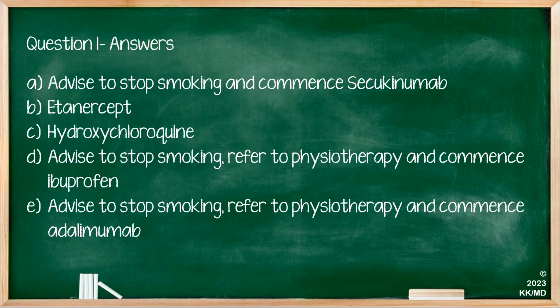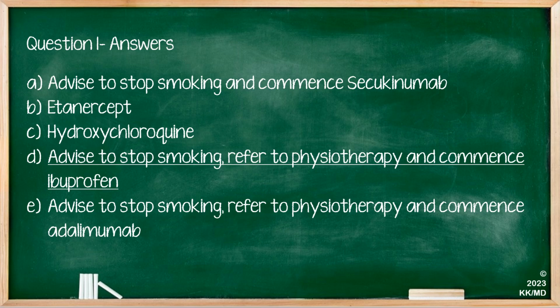So looking at the answers, based on everything that we've discussed, the correct answer here is to advise him to stop smoking, refer him to physiotherapy, as we saw in a previous slide, and commence a non-steroidal, so in this case ibuprofen. And it would be important to also start him on a proton pump inhibitor as well, and check for any history of gastritis.